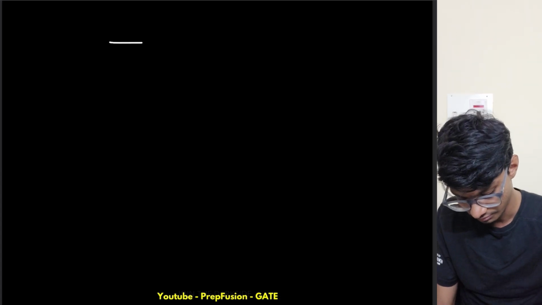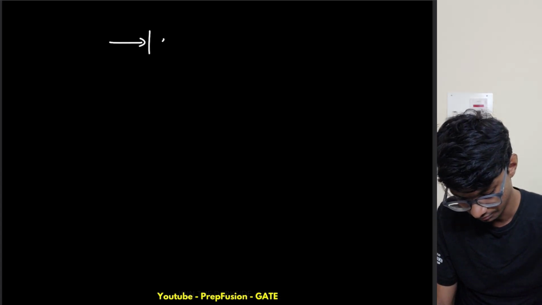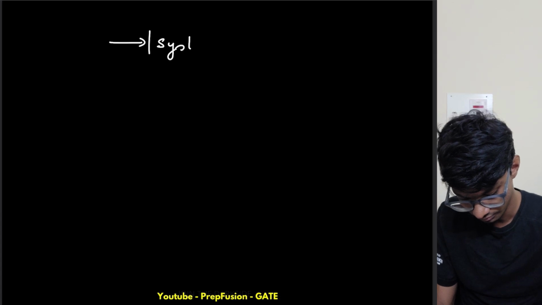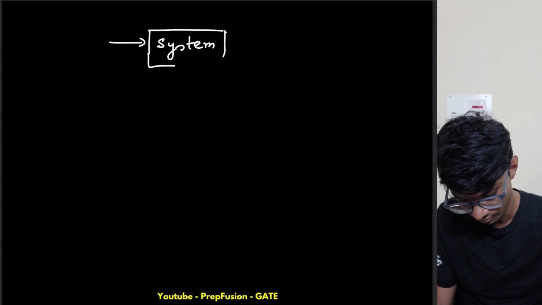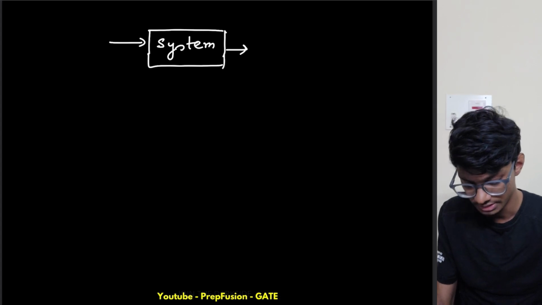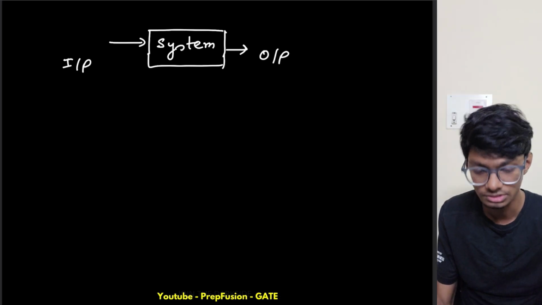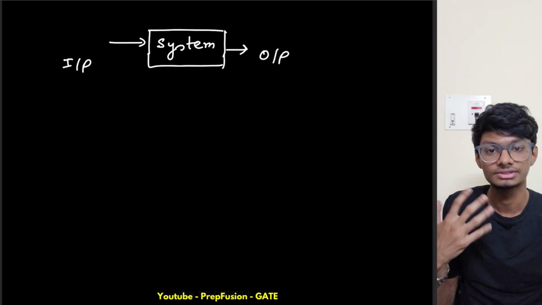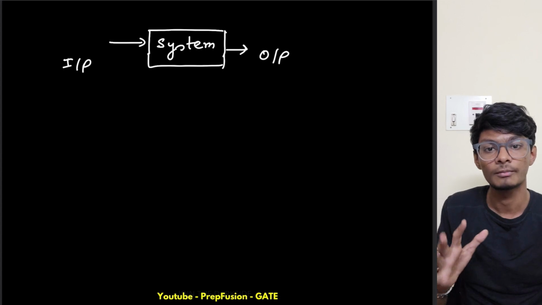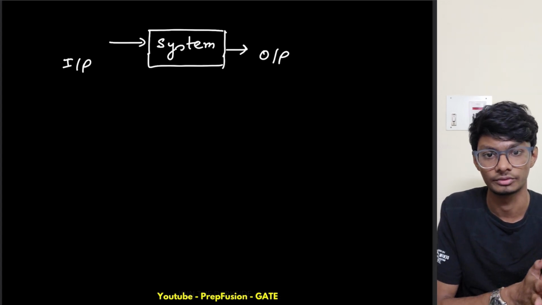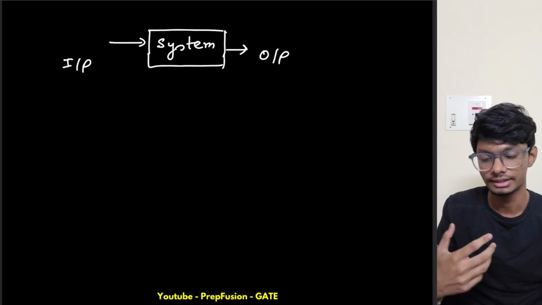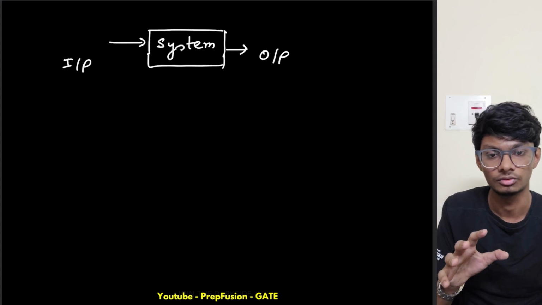So first, let's say we have a system. It is taking in some input and giving some response output, okay? Now this system will have many components connected to it. Just for example, take a thermal power plant, okay?